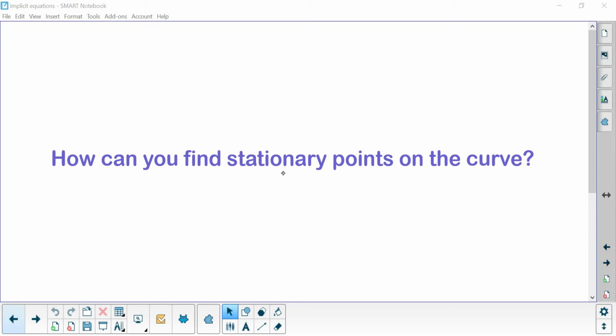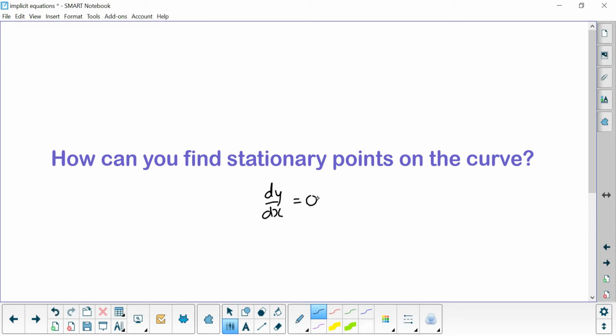Okay, so remind yourself, how do you find stationary points on the curve? That's always going to be where dy by dx is 0, where the gradient is 0. You could have a maximum, a minimum, or a point of inflection, but it's always where the gradient at that point, which is on the curve, is 0.